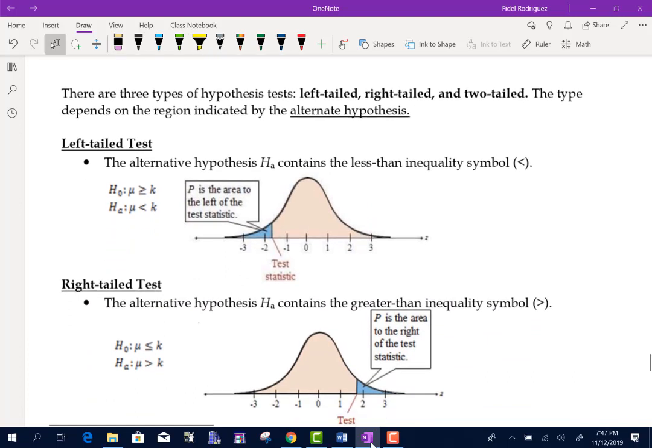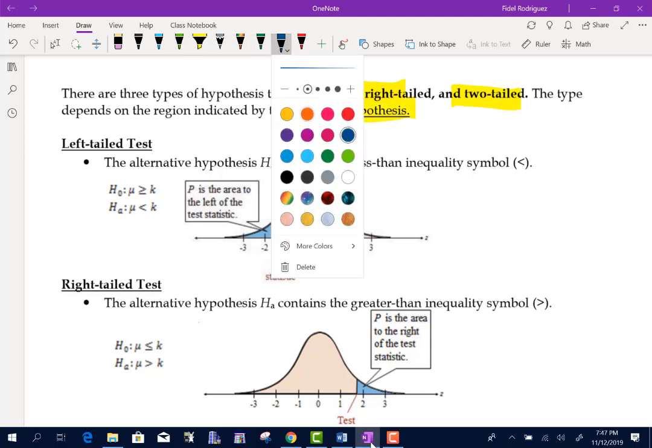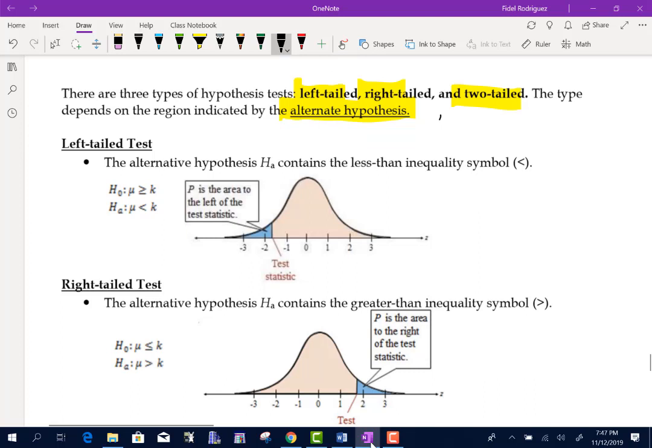Okay. So we're going to be doing 3 types of tests, guys. One of them is called a left tail test, one's called a right tail test, one's called a two tail test. And the way we know whether I'm doing a left tail, right tail, or two tail test, I'm always going to look at the alternate hypothesis. Guys, remember the alternate hypothesis is the one that we call HA.